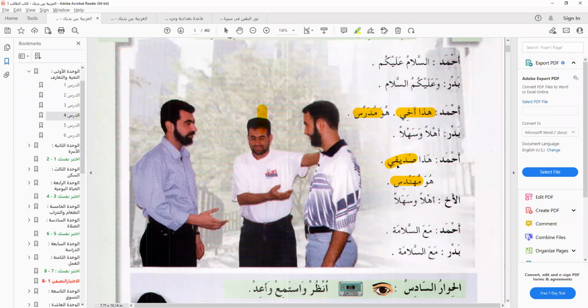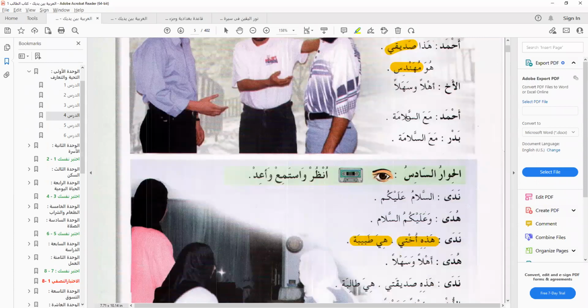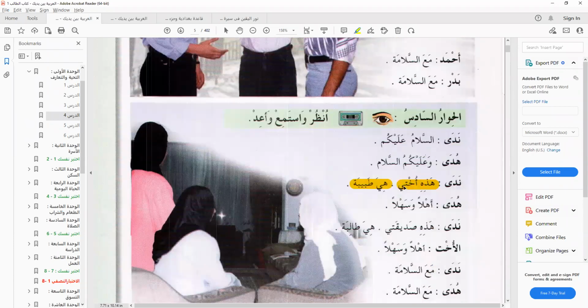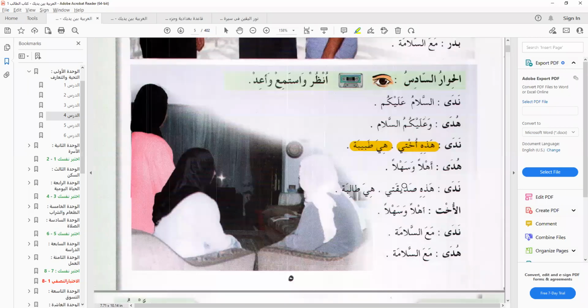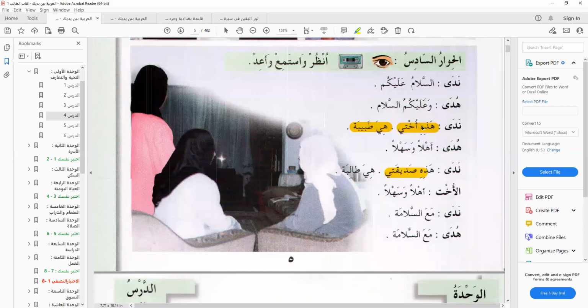Just like the Nigerian. Sadiqi, my, okay? Sadiqi, my friend. Akhi, my brother, okay? Ukhti, my sister. Sadiqati, my friend. Okay, hadhihi sadiqati. So we also talked about the usage of hadha and hadhihi. Hadha is used for the male, hadhihi is used for the female.